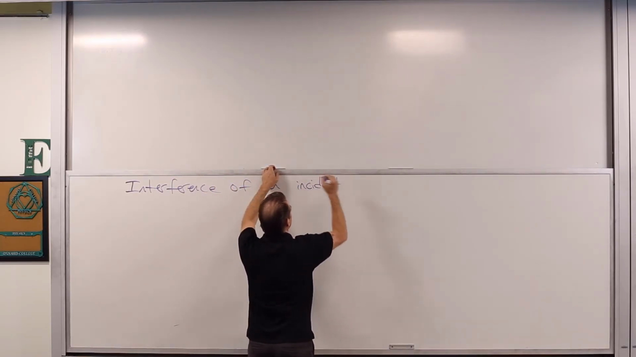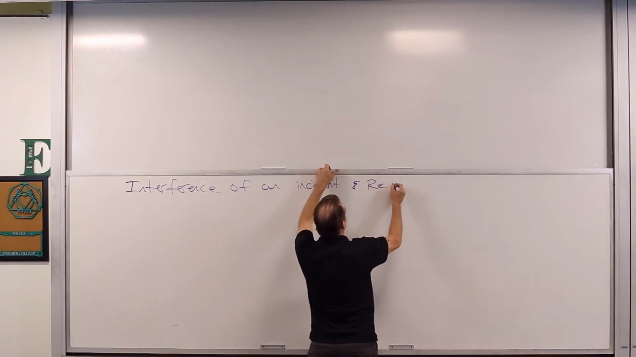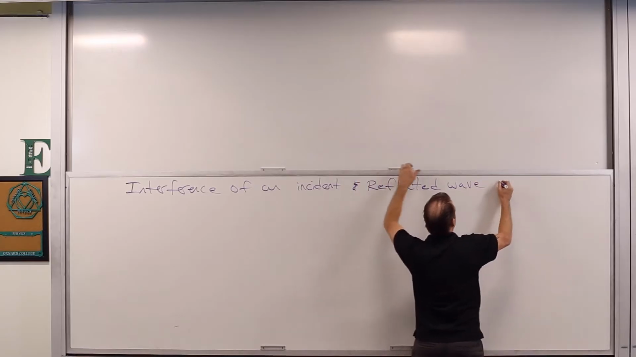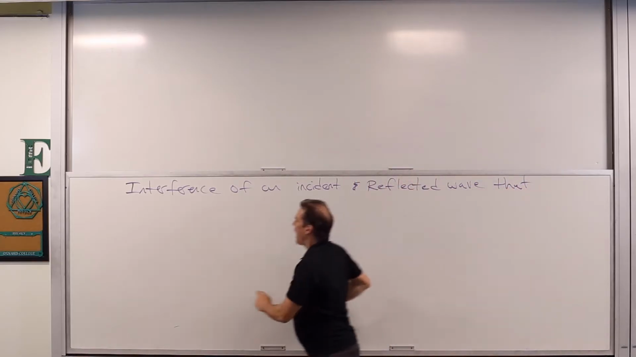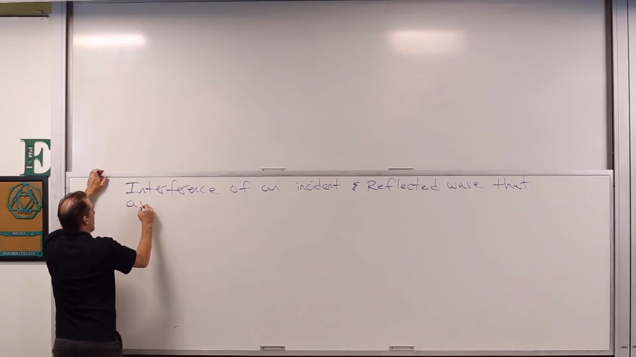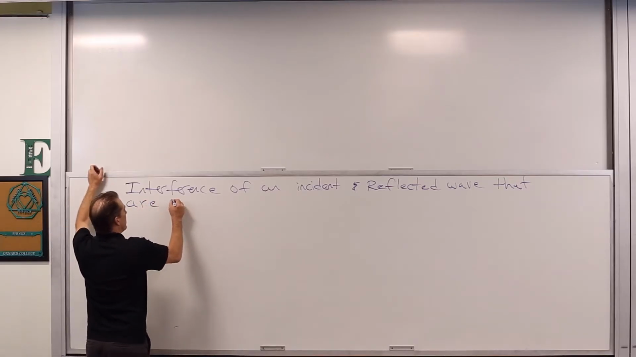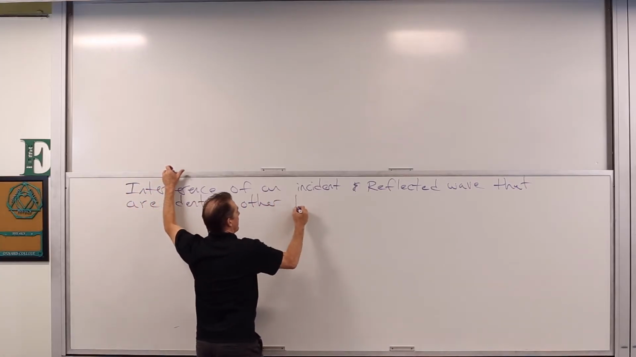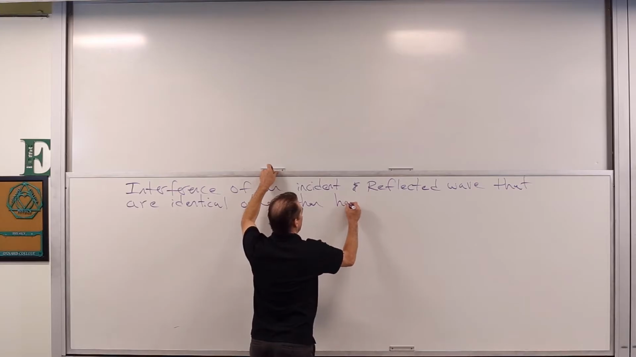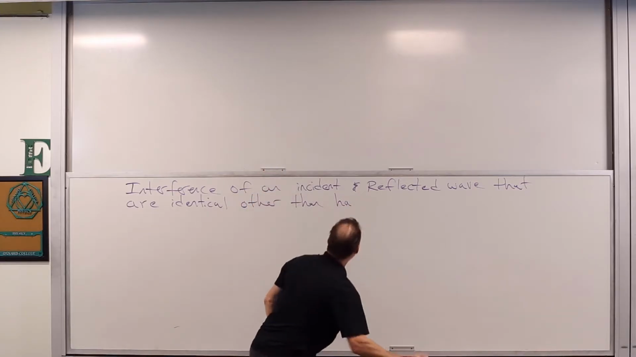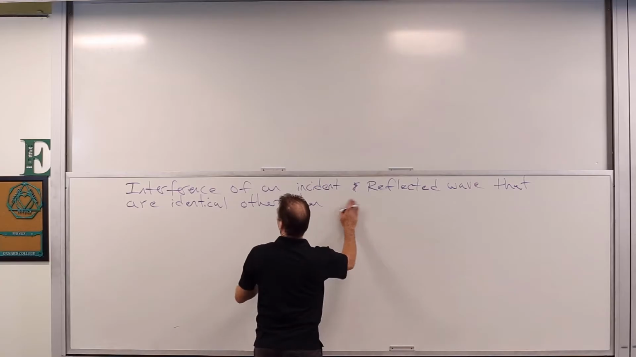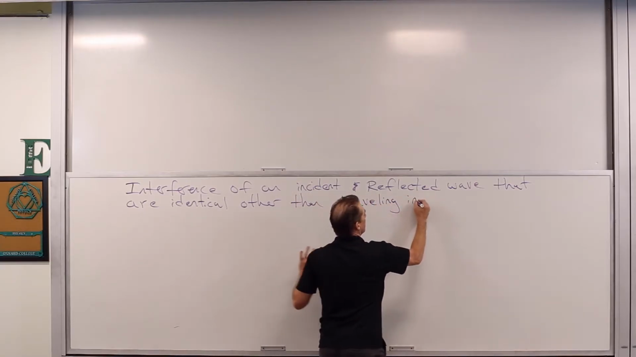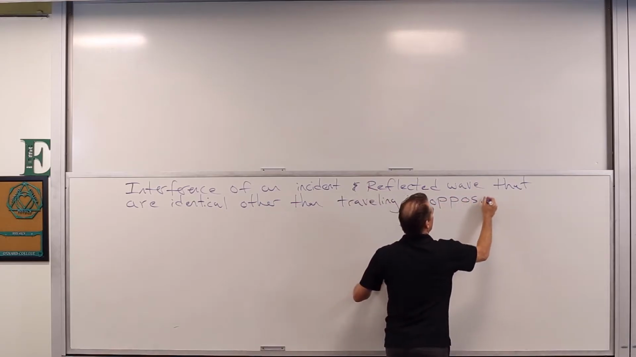So we're going to look at interference of an incident and reflected wave that are identical other than traveling in opposite directions.